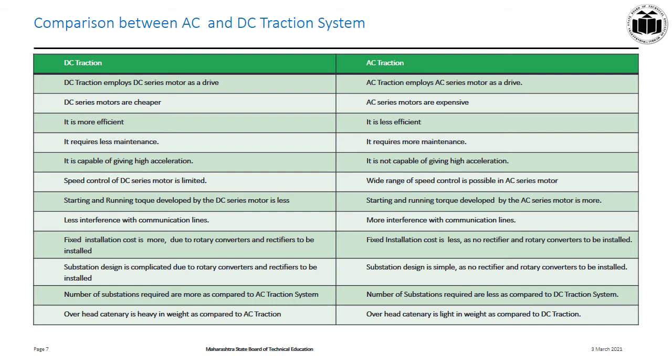DC traction system requires less number of substations as compared to AC traction system. The overhead catenary is heavy in AC traction system, whereas in DC traction system it is light in weight.